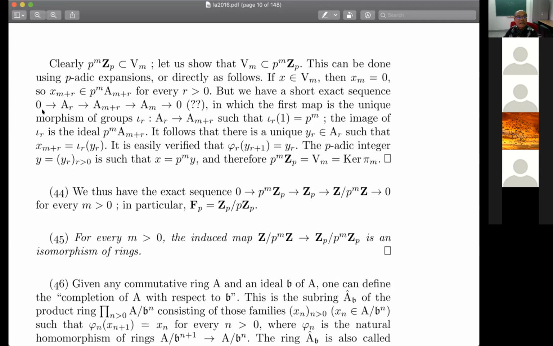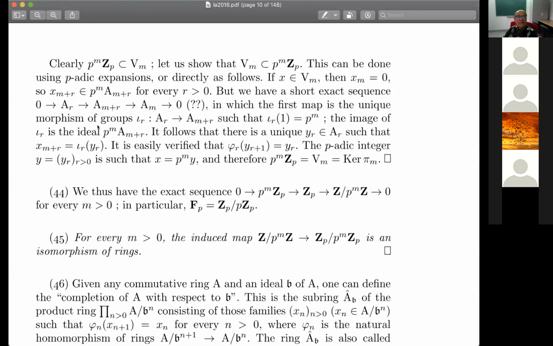Okay, but we had this short exact sequence right at the beginning. We established that you have this short exact sequence: 0 goes to A r, goes to A m plus r, goes to A m, goes to 0. Okay, and that means that there is a unique map from A r to A m plus r, such that this iota r of 1 is p to the m. Okay.